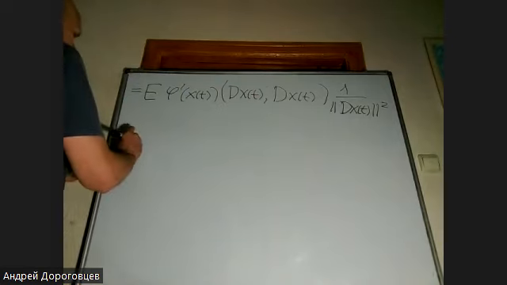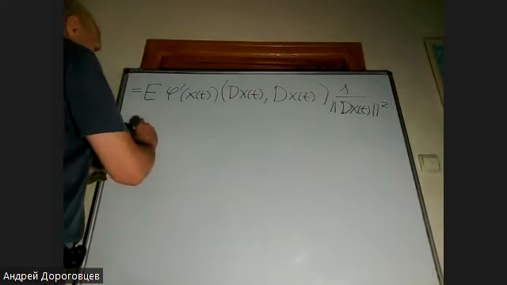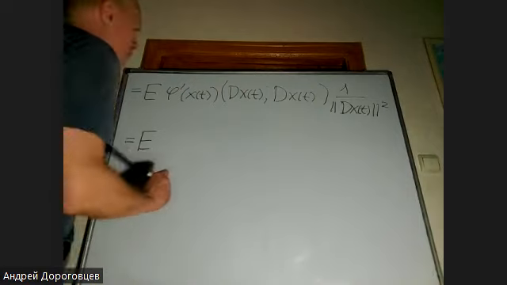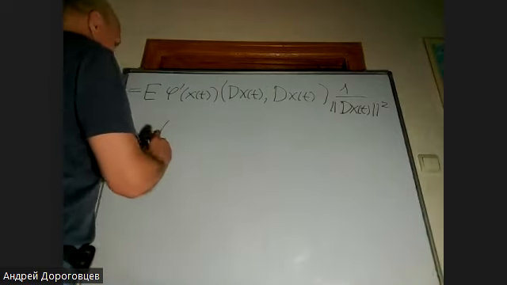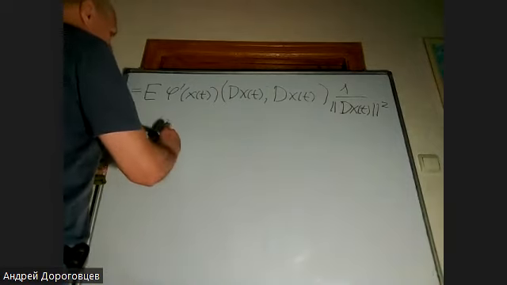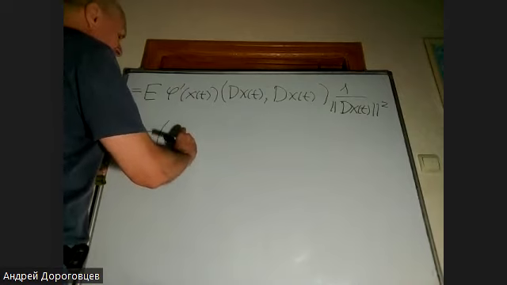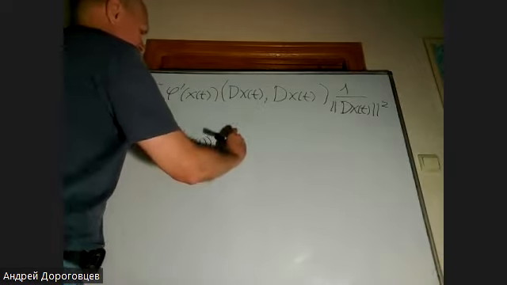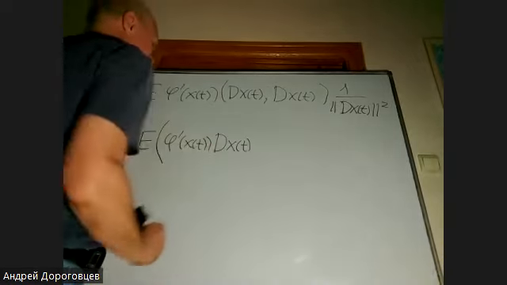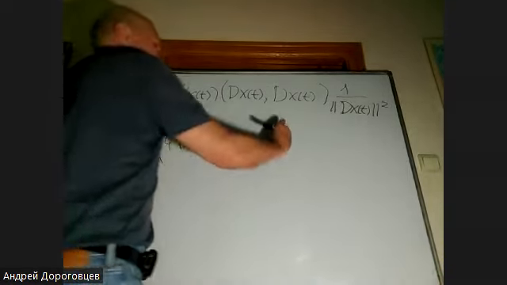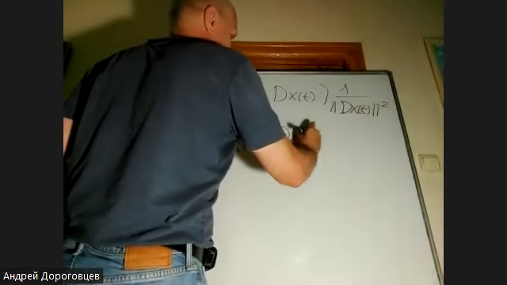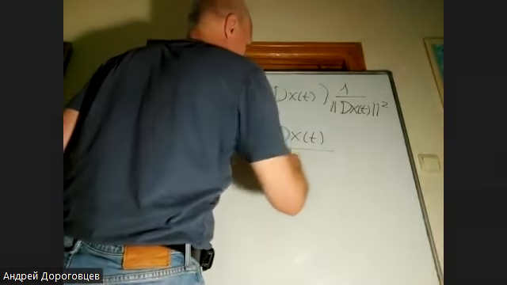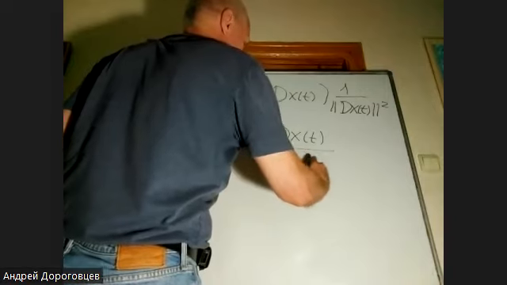Is equal to the expectation of what? Here, the scalar product p prime xt dxt, and here is dxt over mod dxt.